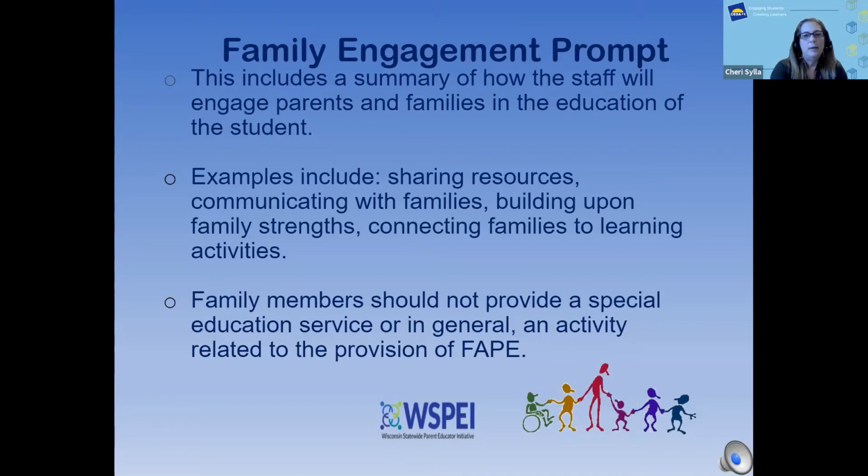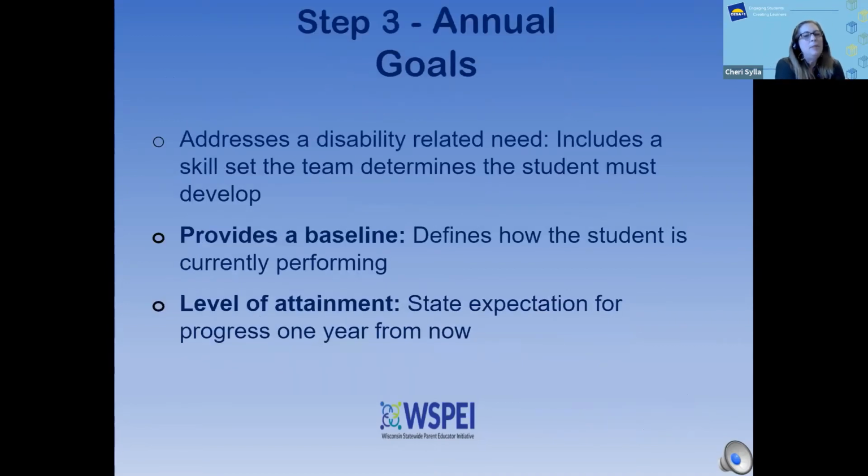All right. The next section is step 3 on goals, and the goals address a disability related need. So you can't have a goal unless it's addressing a disability related need. So it links it back to step 2. And this includes a skill set that the team determines the student must develop. You always identify a baseline. So you take whatever information you shared early on in the present level about where the student is currently performing. That's included in here. A level of attainment is included in here.